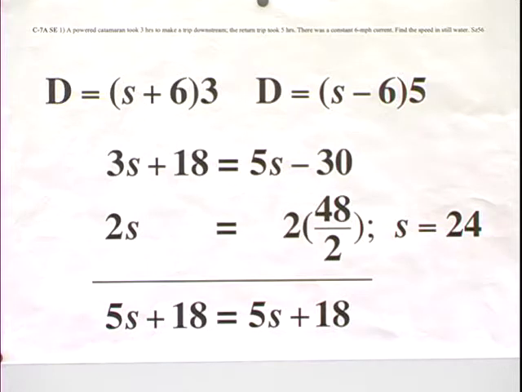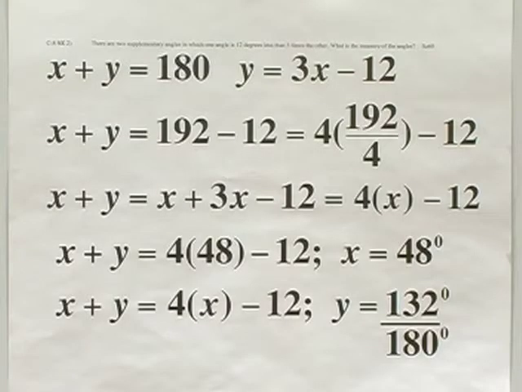But if you wanted to put it back, 24 plus 6 is 30 times 3 is 90. 24 minus 6 is 18. 5 times 18 is 90. In the next clip, we'll do another simultaneous equation with 2 variables.